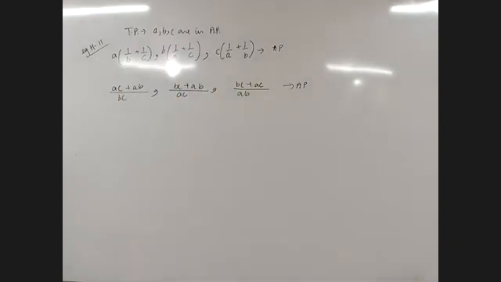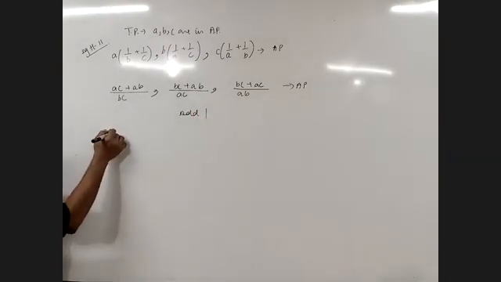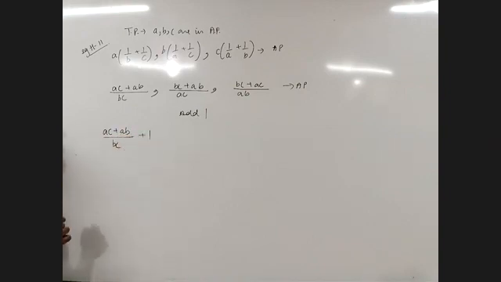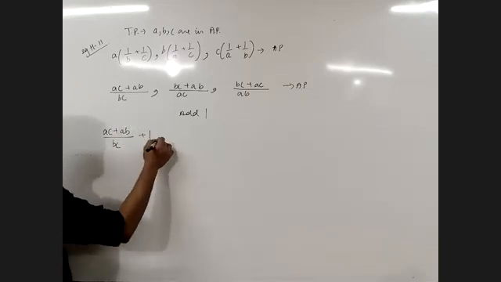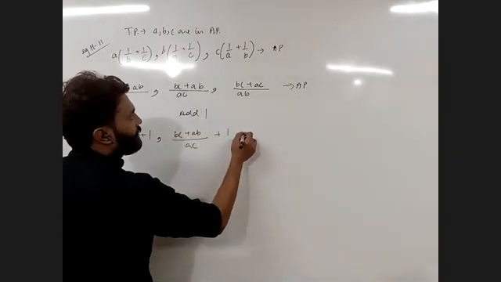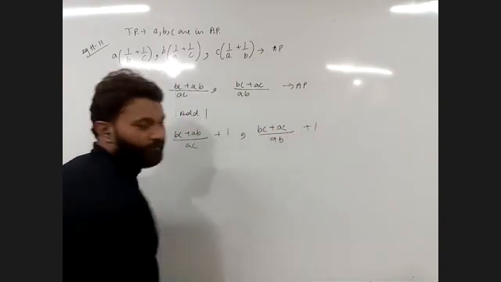We can add or subtract any term from all the terms. If we add 1, the logic for adding 1 is AC plus AB upon BC plus 1. Are you able to connect some logic? What's the need? What's the requirement for adding 1? Think a little now, then I will explain. BC plus AB plus 1. BC plus AC upon AB plus 1.